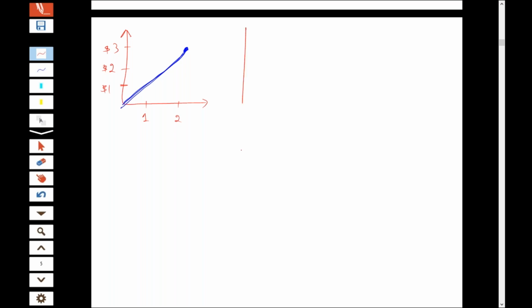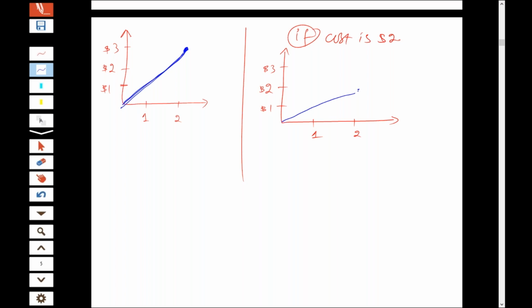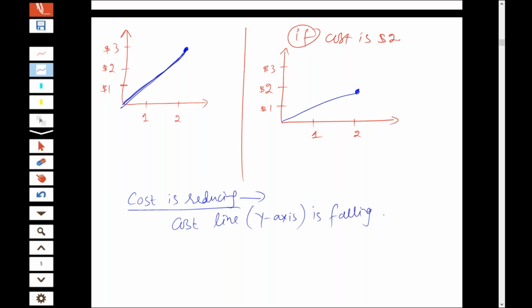The slope is like that. Now, what if my cost is $2? I am using the same graph. That is 1 and that is 2. That is $1, that is $2, and that is $3. If I will be purchasing 2 units at $2, my graph will look like this. See, when your cost is reducing, that means the cost line on the y-axis is falling down towards the x-axis. Okay, see that this is the slope line and this is falling.